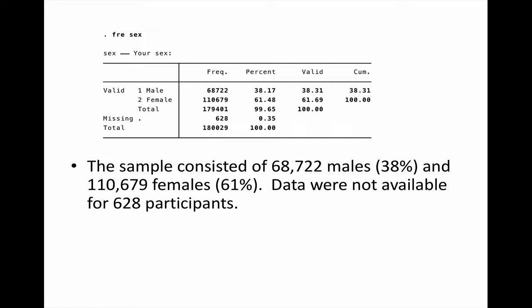What we have to do is report N and percentage for males and females, and also address missing data. So what we have here is 38% males, 61% females, N and percents. Data were not available for 628 participants.